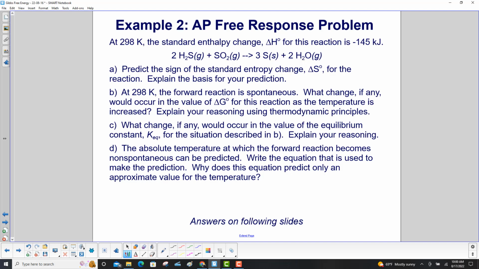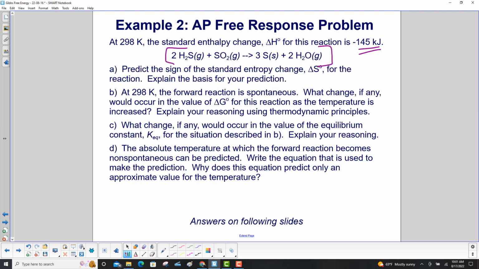Problem number 2. At 298 Kelvin, the standard enthalpy change for this reaction, hydrogen sulfide plus sulfur dioxide yields sulfur and water, is minus 145 kilojoules. There are 4 parts here. A. Predict the sign of the standard entropy change for the reaction and explain it.